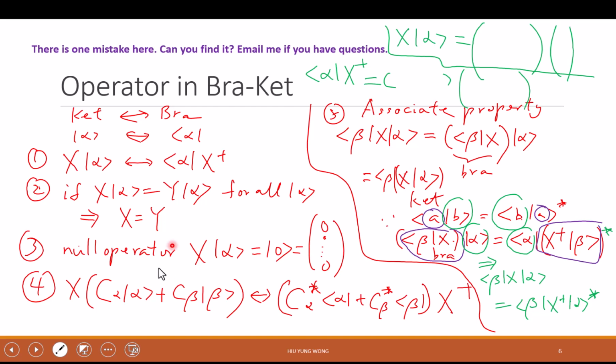Okay. And also, there's something called the null operator. If X times a vector becomes a zero vector, look at this. This is a zero vector. It's not a zero scalar. It's just that every entry here is zero. So this is not normalized. You should not see this in quantum computing, right? Because it doesn't have a unit length, right? But however, just know this, right?